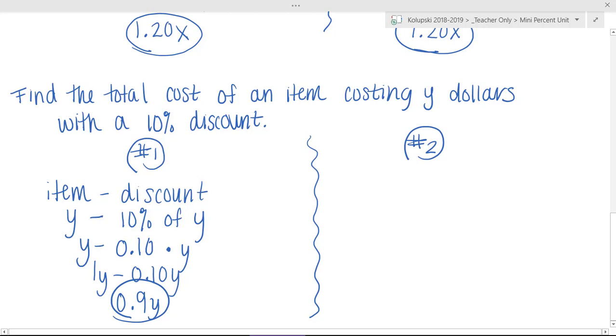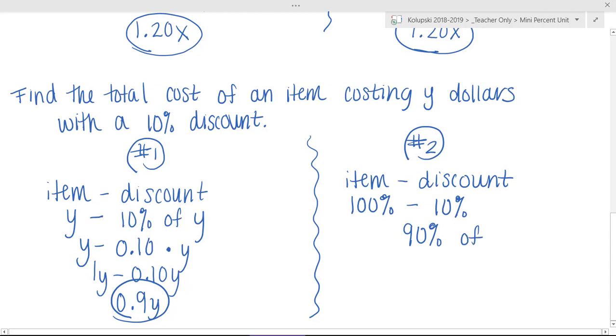Let's try option 2. We're going to start off the same way. The item minus the discount. We originally are going to pay 100% of the item, but we're going to take away 10% because that's the discount. So I'm now paying 90% of the item. I'm going to turn this into a decimal. We know of means to multiply, and I include the y. If I put those together, I get the same answer. So again, you pick whichever method you like best.